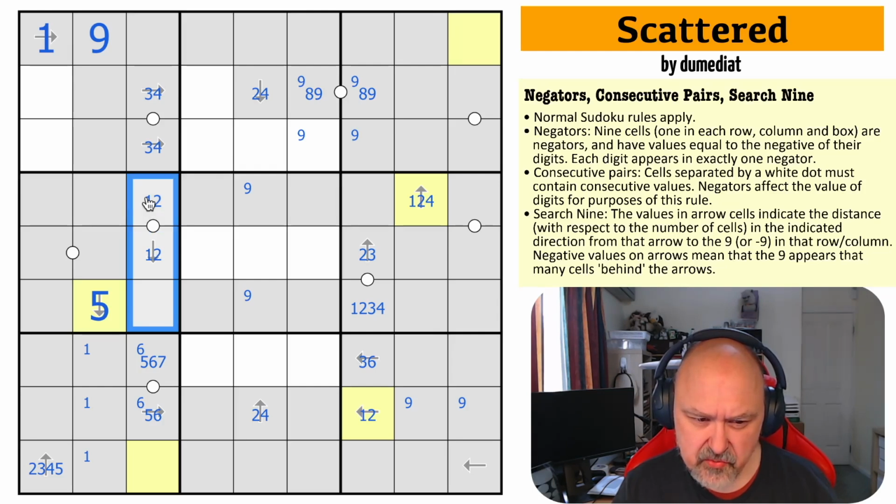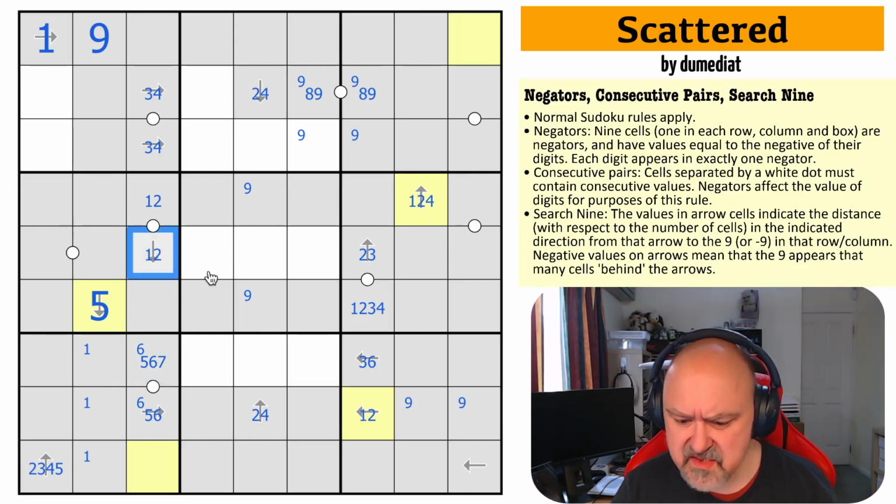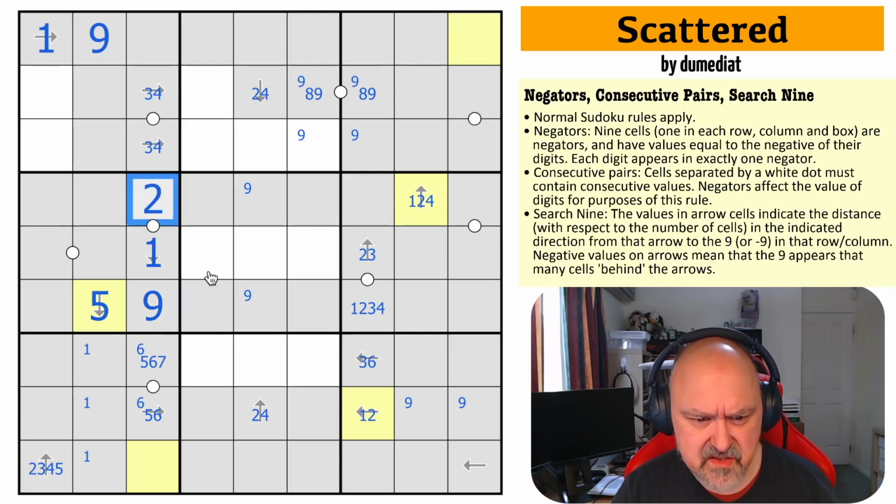This is the 2. This is the 9. This is the 2. This is the 4. This is the 9. Hang on. This can't be a 9. So this is the 1. This is the 9. This is the 2.